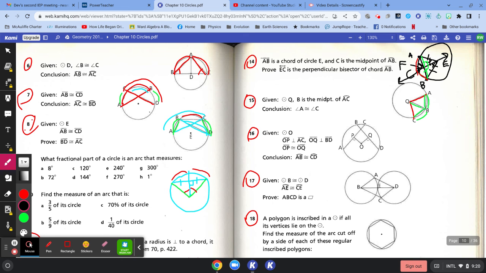I'll probably stop this video after this one because I think it may be exceeding capacity. At any rate, now I've got side, side, side for those triangles, so it's easy to prove by CPCTC that angle C and angle A are congruent. I'm going to stop, and we'll go from here.